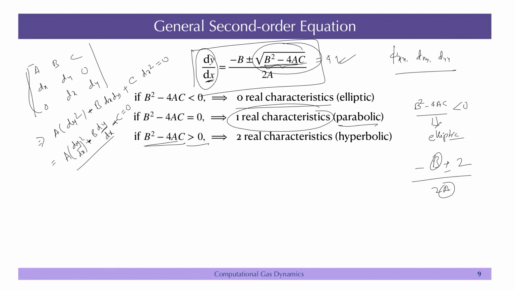In case there are two real characteristics, there are two directions in which it can propagate, and these kinds of systems are called hyperbolic systems. Okay, we will get into these things shortly, right.